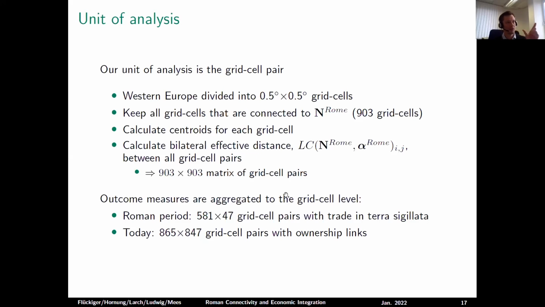So we're going to be interested in each of these pairs. How much is their effective distance, and how much do they trade with each other? For the purpose of trade measures, we aggregate up all the terra sigillata finds within a grid cell and see if grid cell pairs that have a lower effective distance trade more with each other than grid cells that are further apart according to their least cost path. That's the idea, right?